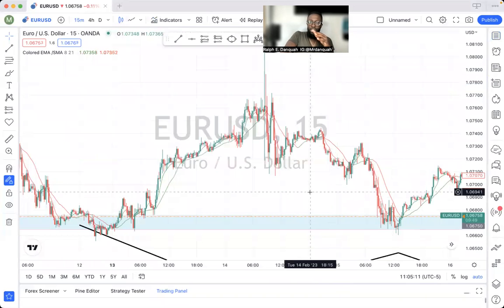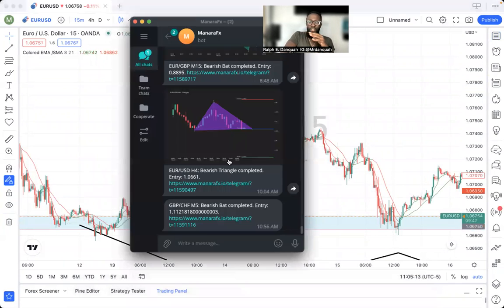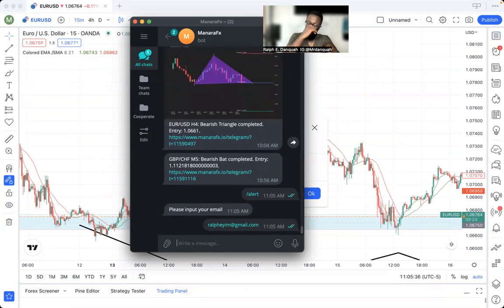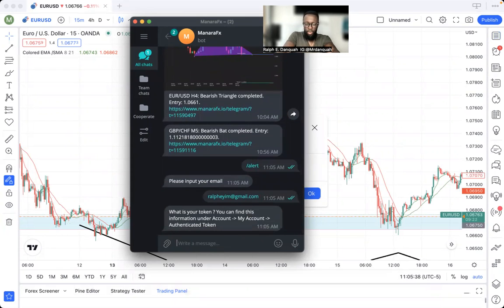Once you have it there, what you're going to do is type /alert. You click start and /alert. Once you do /alert, it's going to ask you for your email. So I'm going to put in my email, and then put in the token.